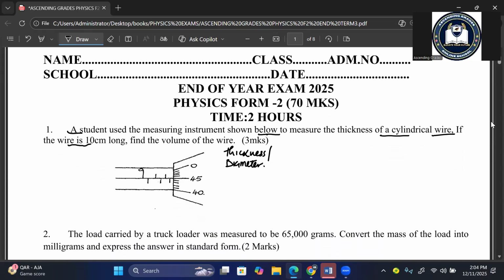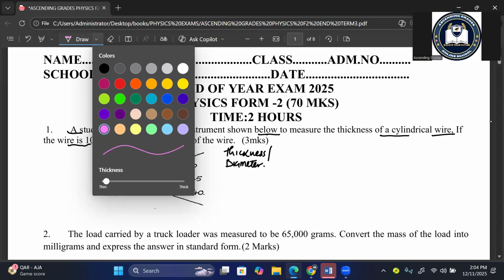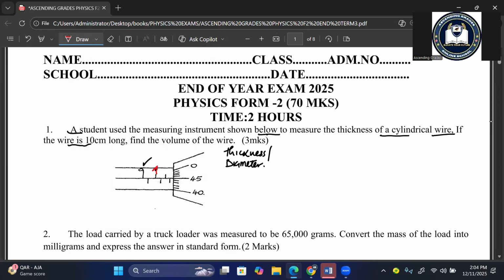So we're going to make the reading using this one. This is a micrometer screw gauge. Then you can see we are having the 0 mark there. So it means that we shall be having this as 1 and this as 2. This will be halves. So now we are doing the reading.